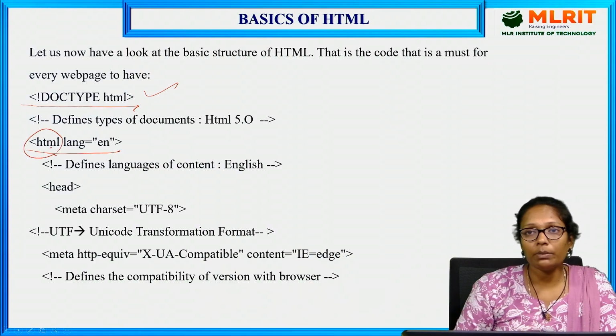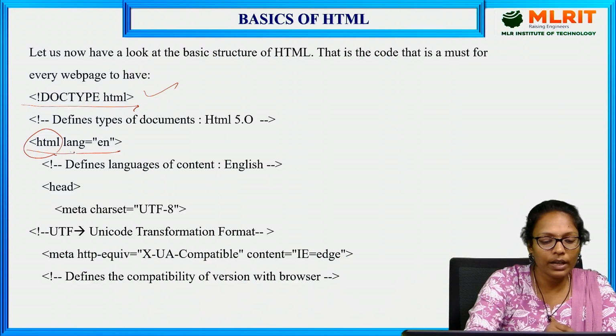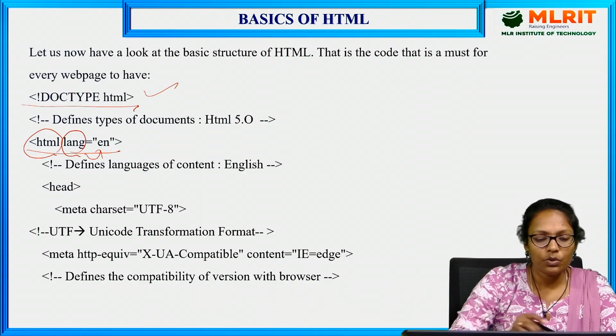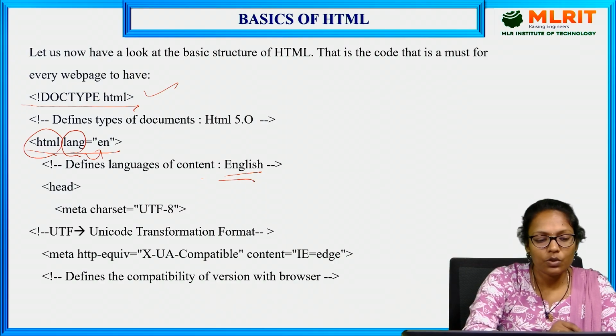For this HTML tag, we are writing one attribute here. What is that attribute? Lang. So what is the language you're using? You're using English language. So lang is nothing but lang is equal to en. It defines the language of the content. What is the language you're using here? English.